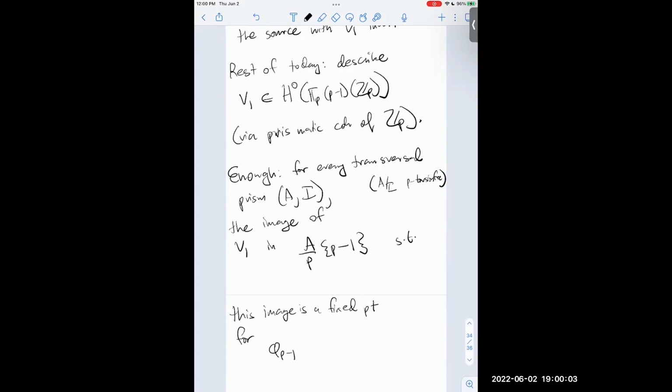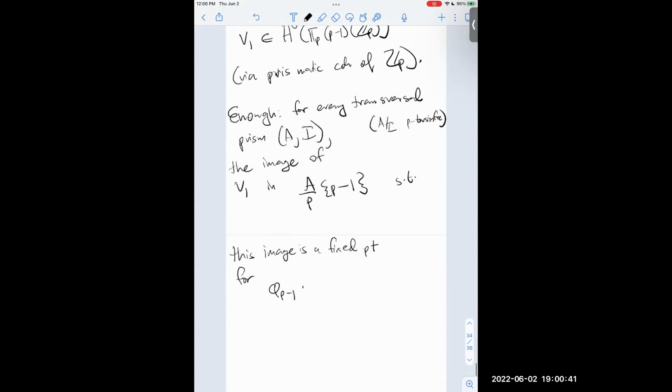So we have this class V1, which in particular maps to the absolute prismatic homology of Z_p with mod p coefficients. And that means whenever we have a prism (A, I), which I assume is a transversal prism, then that should give a class in A/p twisted by p-1. This should be completely natural in the choice of transversal prism (A, I). And to give such a choice is exactly the same thing as giving a class in the mod p prismatic homology of Z_p.